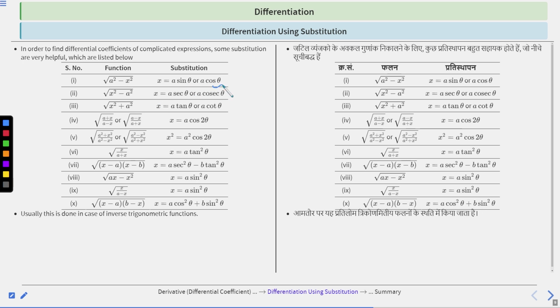And the same thing in the case of a cos theta, right? You will get root over a square minus a square cos square theta. That means root over a square into 1 minus cos square theta, which is a square sin square theta. Root over a square sin square theta is a sin theta.